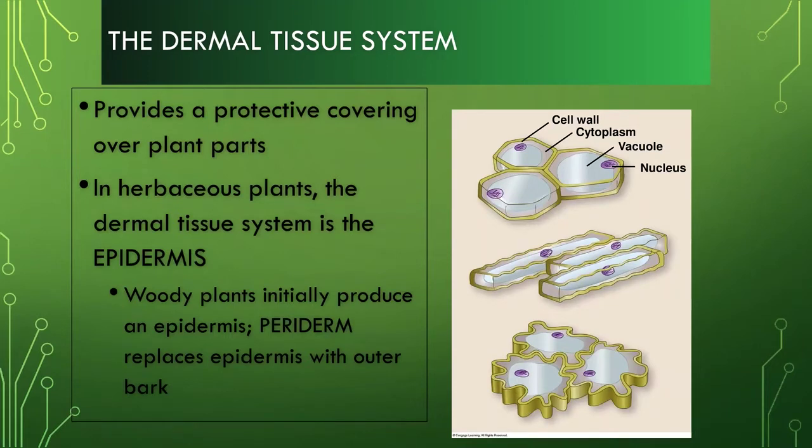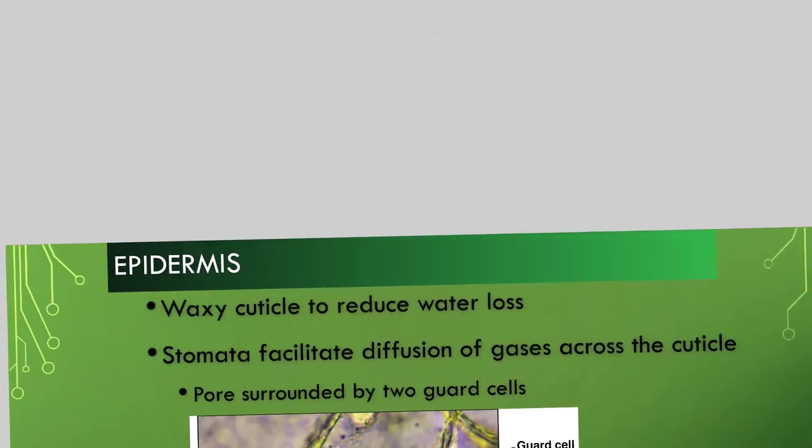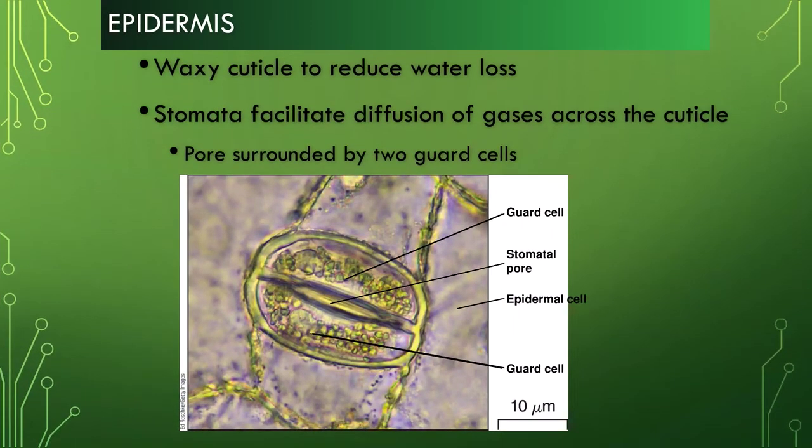In a woody plant, they initially do produce the epidermis as they're growing, but then later on, periderm replaces the epidermis and becomes that outer bark. So one of the structures within the epidermis we've spoken about already are the stomata, right? And stomata are those pores to help facilitate the diffusion of gases, CO2 in, O2 out. And so plants need to do that in order to photosynthesize.